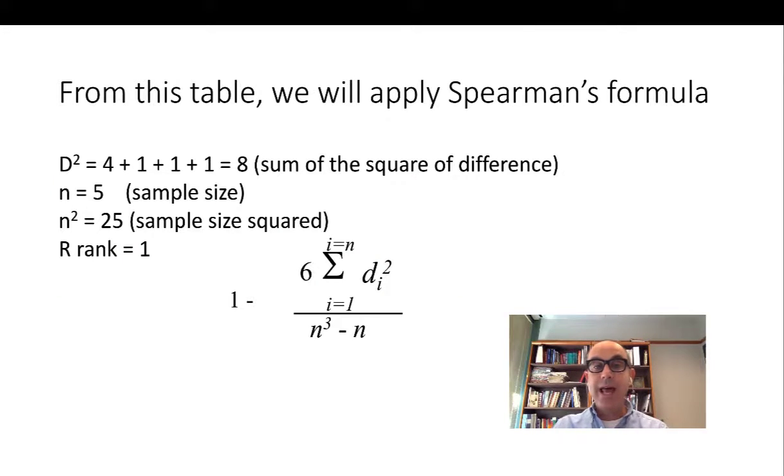By doing that, we can start applying the Spearman formula. In this case, the sum of d squared is equal to 4 plus 1 plus 1 plus 1 plus 1, which equals 8, the sum of the squares of the differences. The n is the sample size, and n squared is equal to 25 because it's the sample size squared. And so the rank correlation is equal to 1 minus the formula.